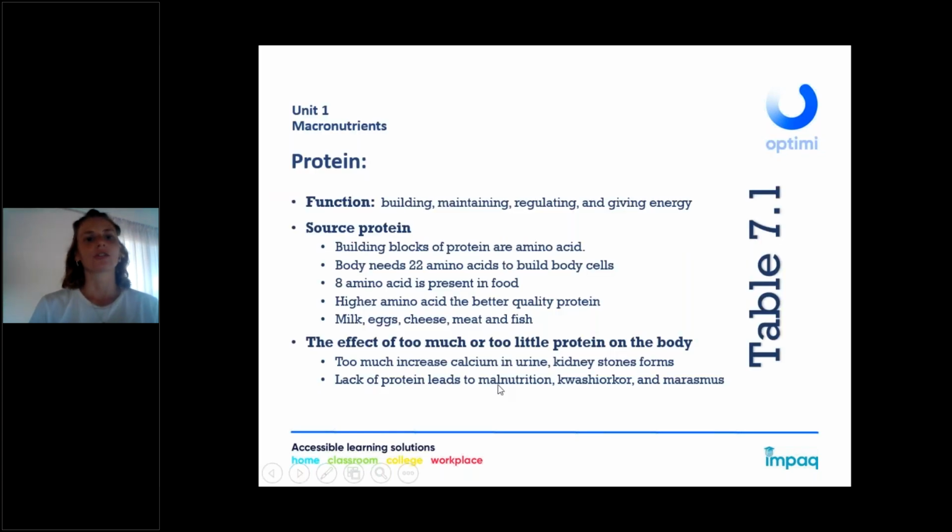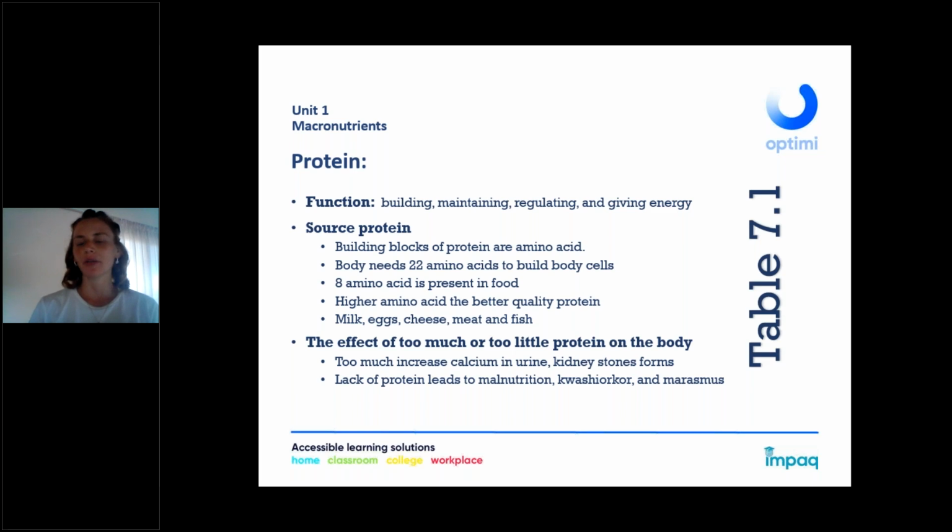Okay. So let's start with protein. What is the function of a protein? The protein is something that's used in your body to actually build up your tissue, maintain your tissue, and regulate your body and gives you energy.